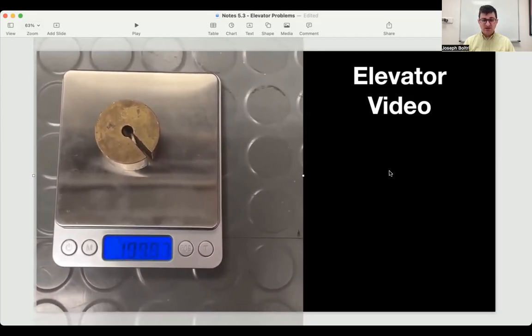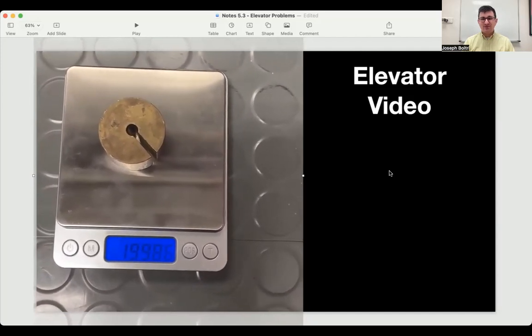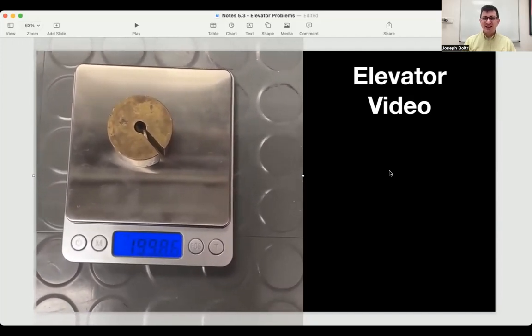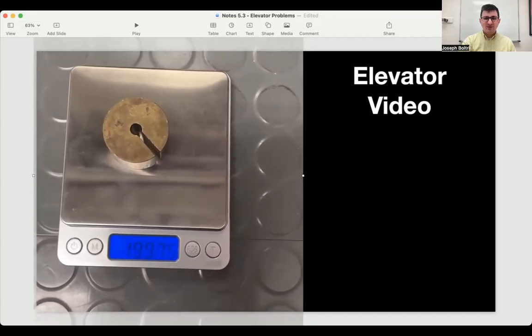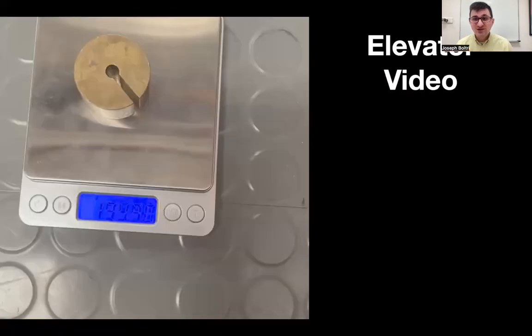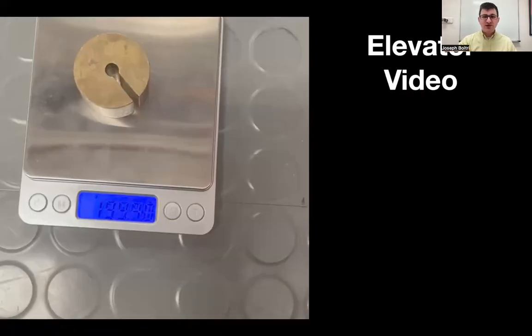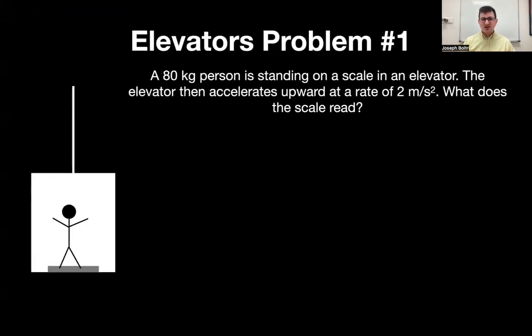And then we slow down to arrive at the second floor safely. So that's what an elevator looks like if you get in an elevator with an electronic balance. And then just to wrap up the lesson, the last thing I'm going to do is take us through two practice problems.